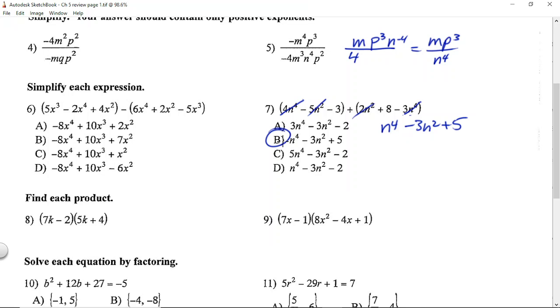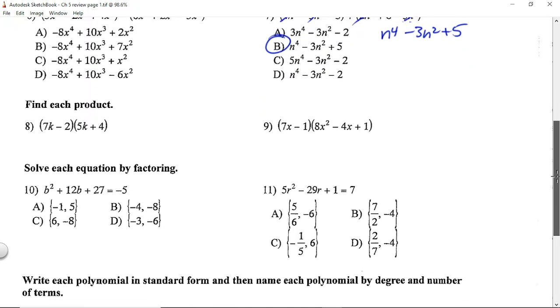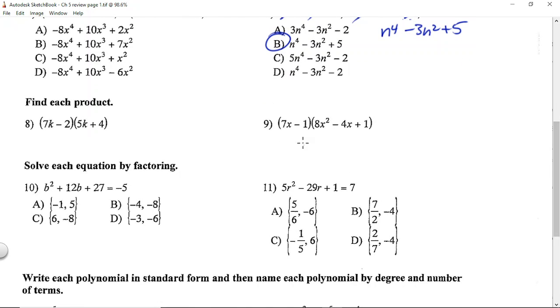Okay. Find each product, number 9. So we have to distribute this. We're really distributing twice. We're taking the 7x times that. Okay, that gives us 56x cubed. And then we take 7x times the next one. That's a negative, and it's 28x squared. And then 7x times the last one is 7x.